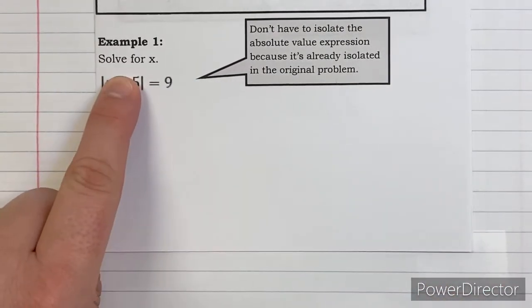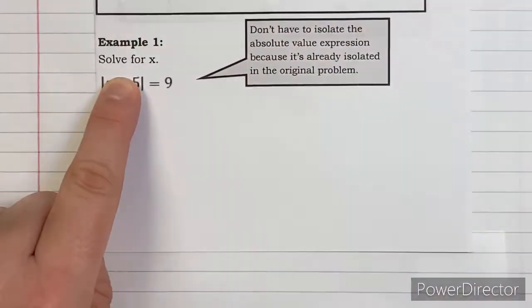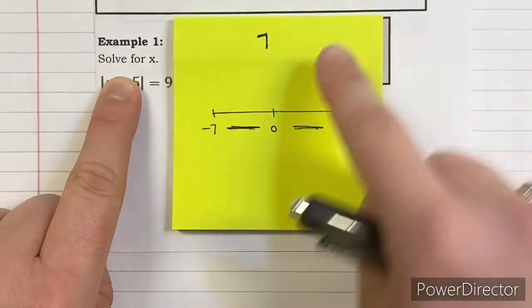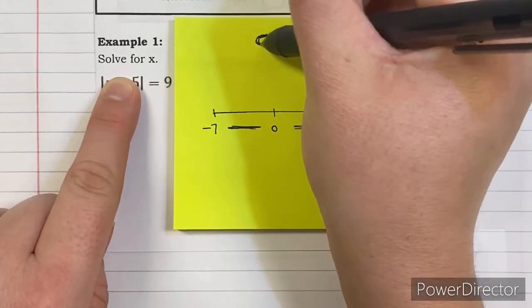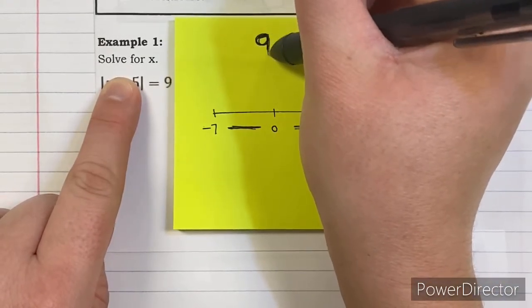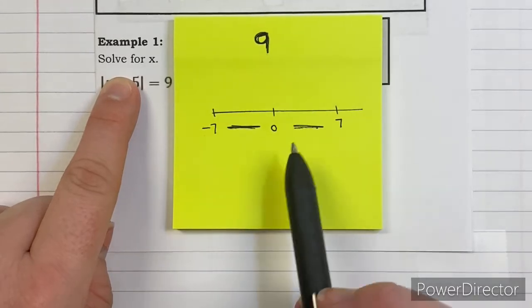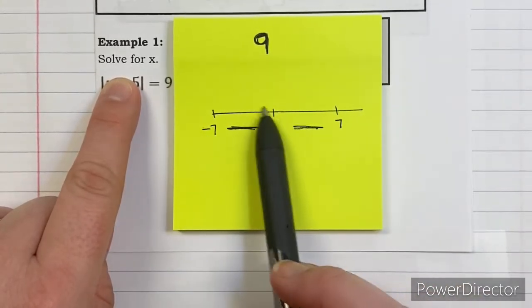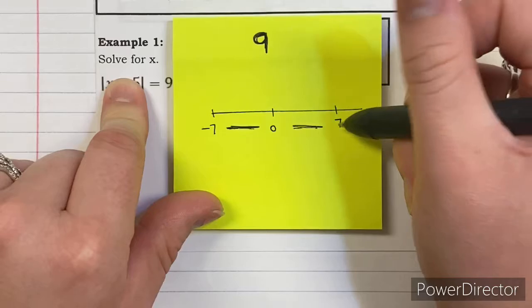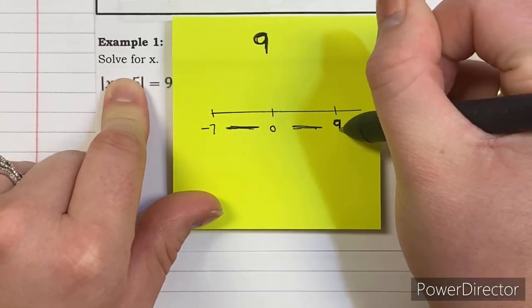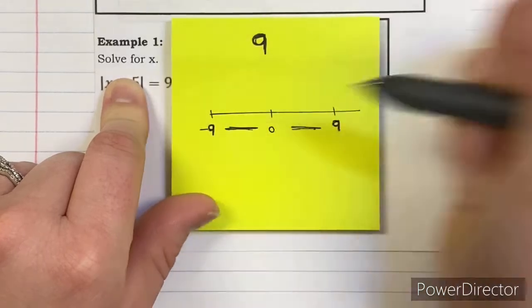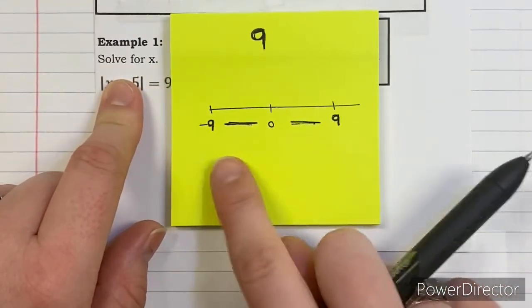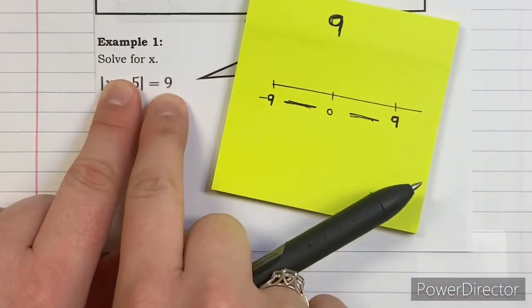So we don't know what it is yet, is equal to 9. So remember this little example right here? Well, now instead of 7, let's just make it a 9. So now we need to think about what two numbers on a number line are 9 spaces away from 0. Well, of course, we have our positive 9, but we also have our negative 9. So these are the two options that we have because they are 9 spaces away from 0.